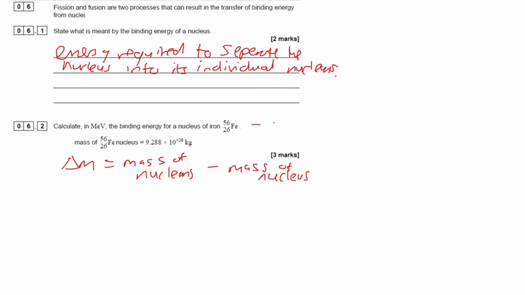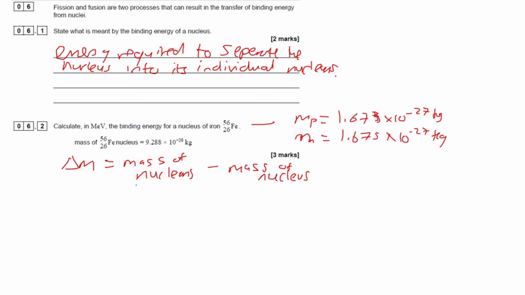So using a data sheet, look for the mass of the proton, which is given as 1.673 times 10 to the minus 27 kilograms, and the mass of a neutron is given as 1.675 times 10 to the minus 27 kilograms. It's important with these binding energy type calculations always to use as many as 4 or 5 significant figures where possible when you're doing the calculation and carrying the numbers forward to the final answer.